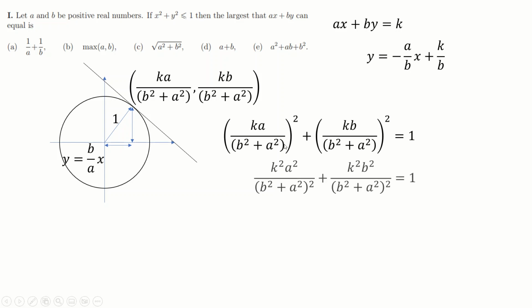Which again looks terrible, but don't actually expand this out. Generally a good rule of thumb is to leave things unexpanded for as long as possible. This top thing squared is just k squared a squared. Now, of course, these two denominators match, so I can just shove these fractions together to make this, and I can also factorize out the k squared from the top.